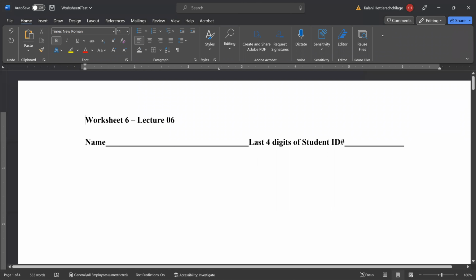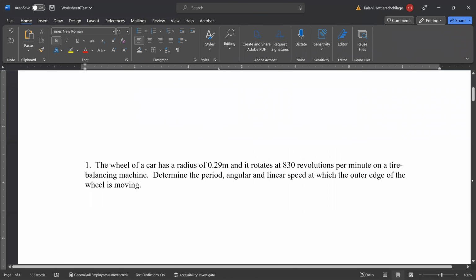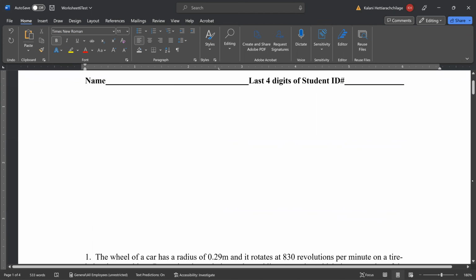Okay, so let's move into the worksheet number 6 from lecture number 6. In lecture number 6, we discussed two other important forces that we did not discuss so far. So one force is the centripetal force.